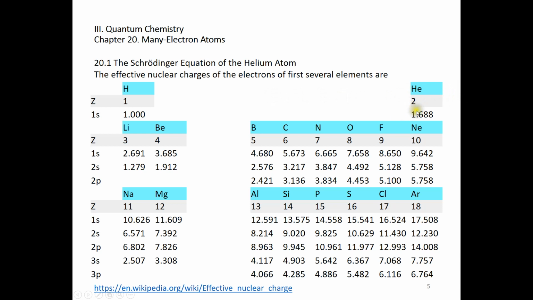We get approximately 1.7. If you look at lithium, there are 1s electrons and a 2s electron. For the 2s electron, approximately it feels electron shielding of 2. So the inner shell electrons can effectively shield outer shell electrons. The effective nuclear charge for lithium is roughly 1, so 3 minus 2 is roughly 1.